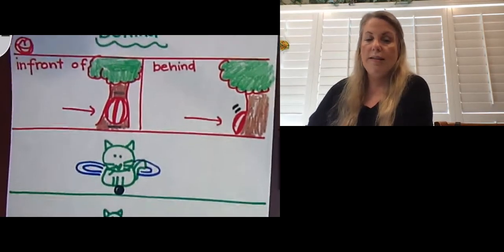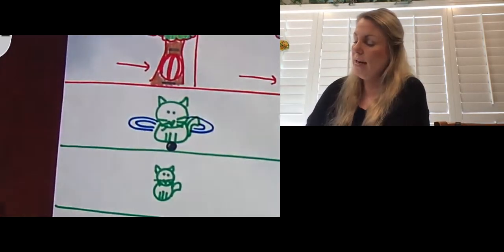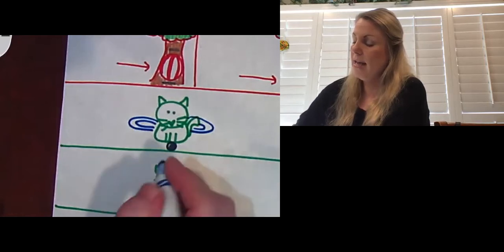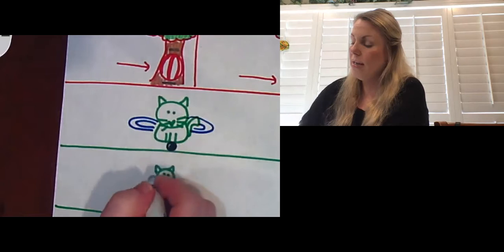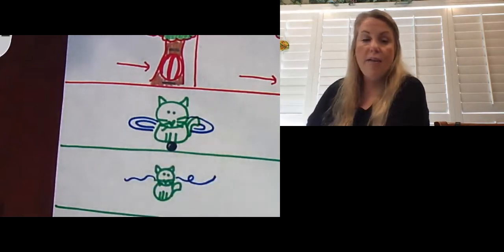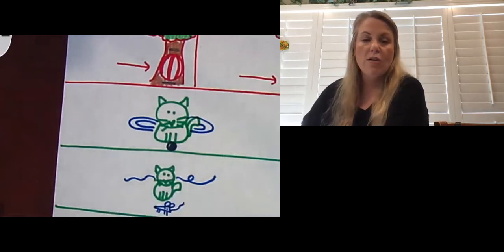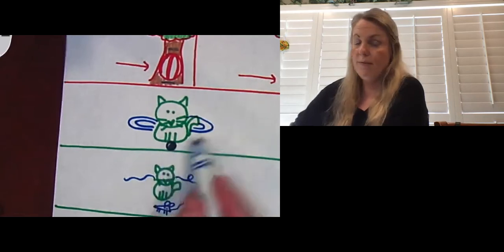So now let's look at this other kitty cat. Okay, this one is a little bit smaller. I'm going to draw a string behind the kitty cat. Okay, in front of the kitty cat, I'm going to draw a little toy mouse. So funny, right? My little toy mouse. So we have in front of, behind.